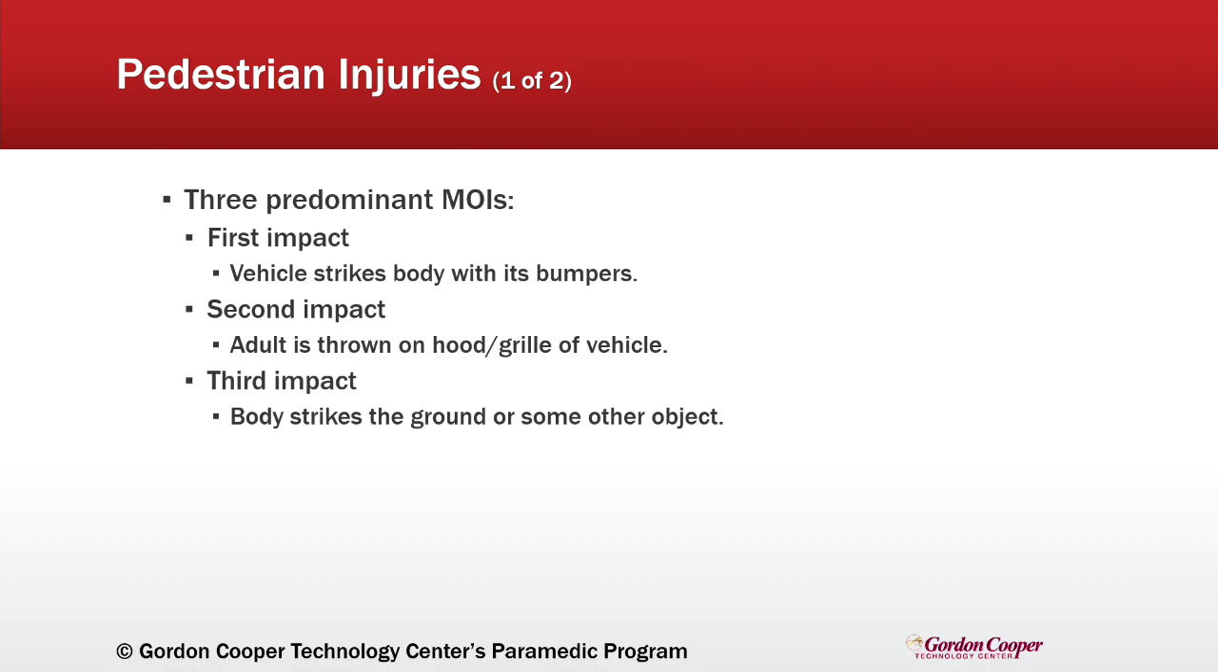The first impact is when the vehicle's bumper or the front of the car strikes the body. The second is the adult is thrown onto the hood or the grille of the vehicle. And the third, the body hits the ground. It bounces back and falls back on the ground. It's a little different for children, where they may go from the first impact to the third impact a little more quickly because they may not actually get thrown up onto the hood of the vehicle.